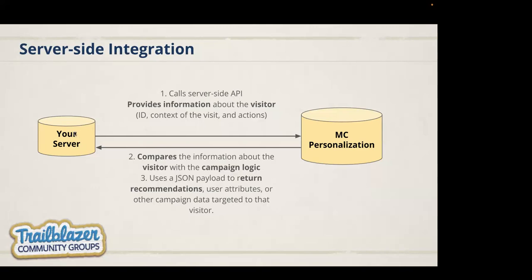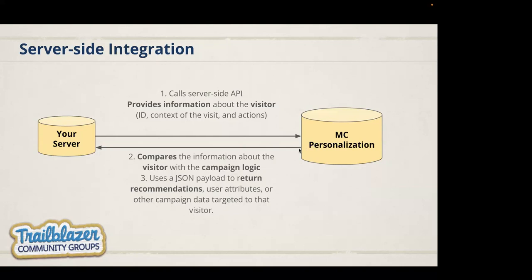Normally it starts with calling the server-side API of Marketing Cloud personalization and providing information about the visitor. In the schema, it is presented with my banking account case. So it sends some ID of the person, the context of the visit, and some actions, like login, time, place, location, and so on.